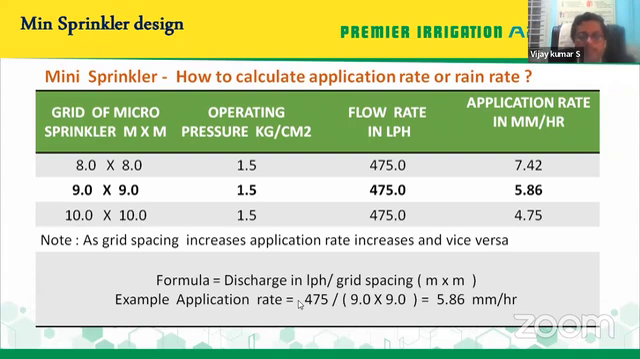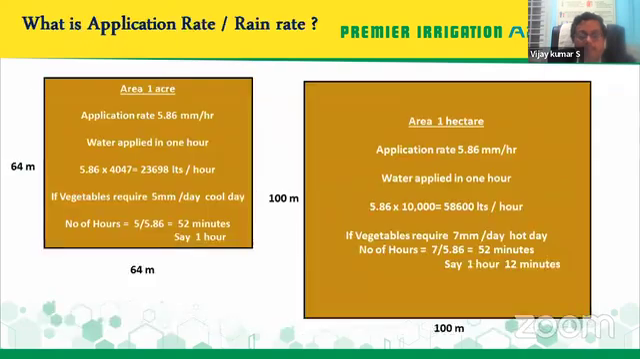Very simple. Take the total discharge divided by the grid spacing. The grid spacing is 9 meter by 9 meter. So 475 divided by 81 will give you 5.86 millimeters per hour. That means in 1 hour, you are going to give a rain rate of 5.86 liters per square meter. So again, you have to understand this in terms of converting the millimeters per hour into the amount of water that you have to apply for 1 hour.